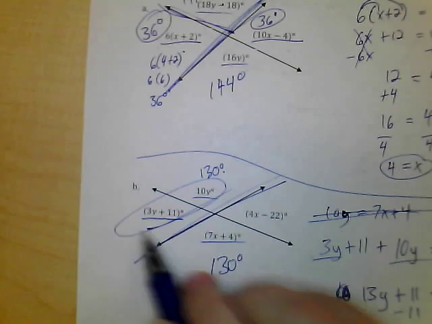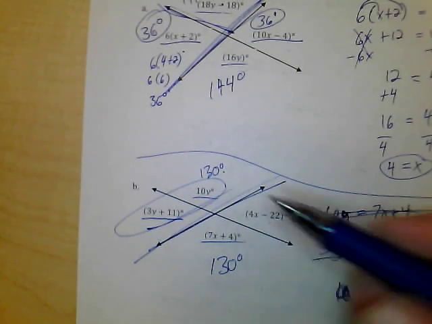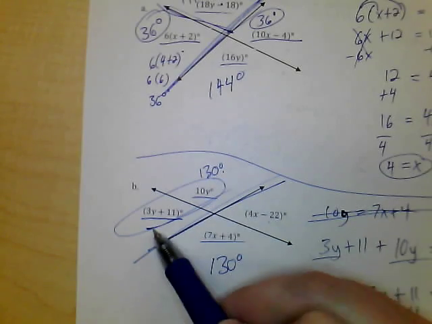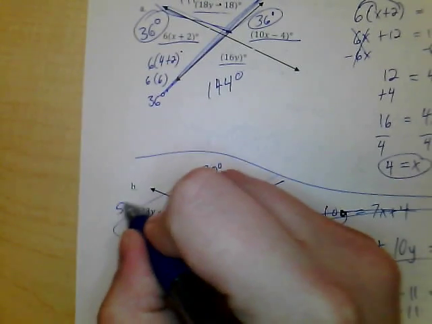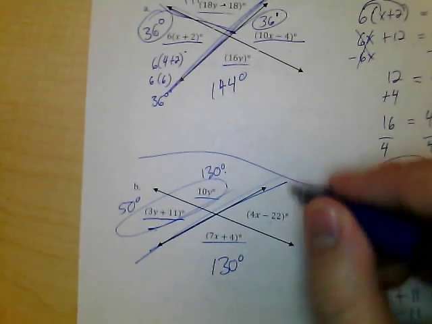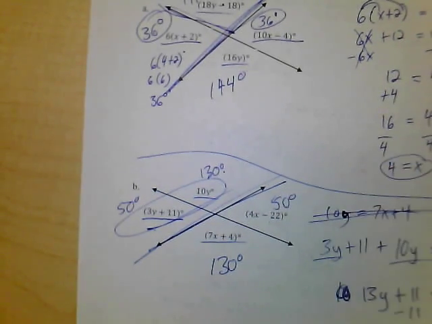And then we could find the other two just by remembering that these are a linear pair. So if this one's 130, that leaves 50 for this one because they've got to add up to 180. Then this one over here is vertical to the 50-degree angle, so it's 50 degrees as well.